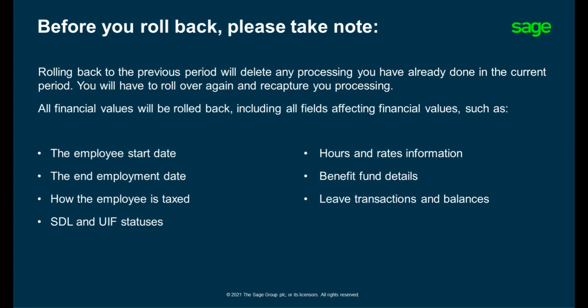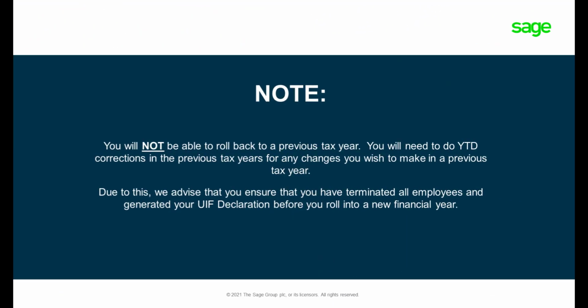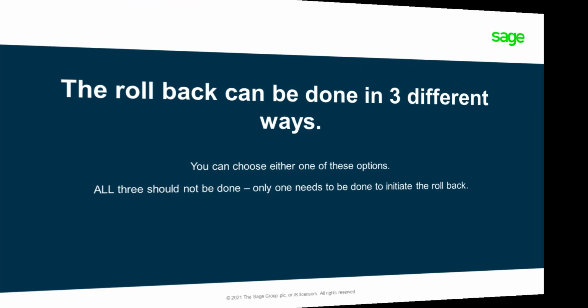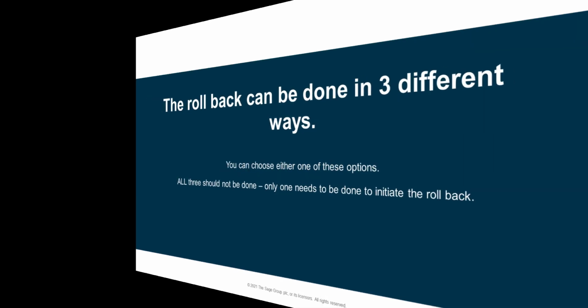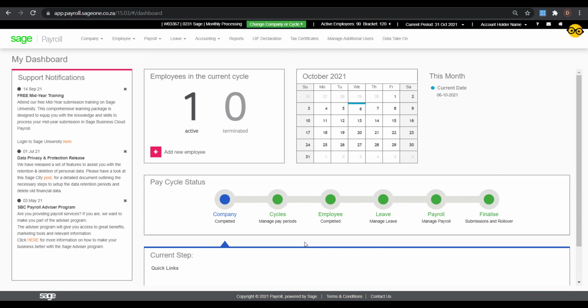Any changes that need to be done in the previous tax year will need to be done via the year-to-date correction screen. Please make sure that you have completed the terminations and UIF declaration before rolling into the new tax year. The rollback can be done in three different ways. You can select the one that's most convenient to you.